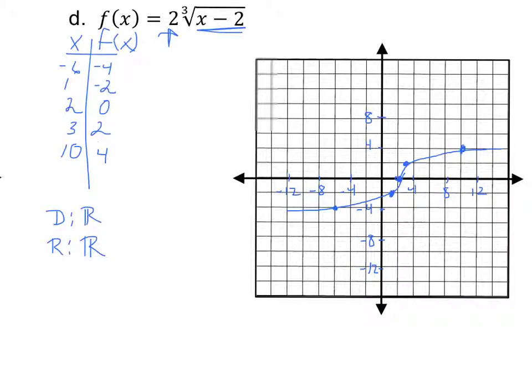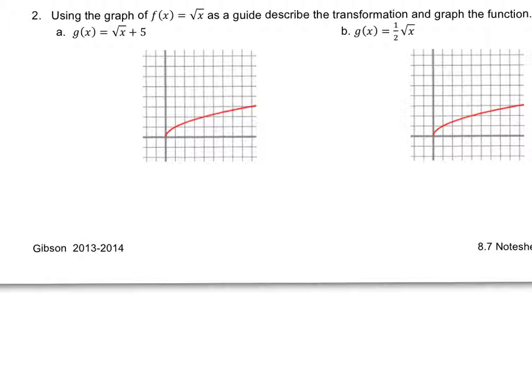So when we take a look at just a few of these points, we can get a good idea of what that curve looks like, and we can see that the domain is the set of all real numbers, and the range is also the set of all real numbers. We can see with the next few problems, and we're using exactly the same technique that we've used before.